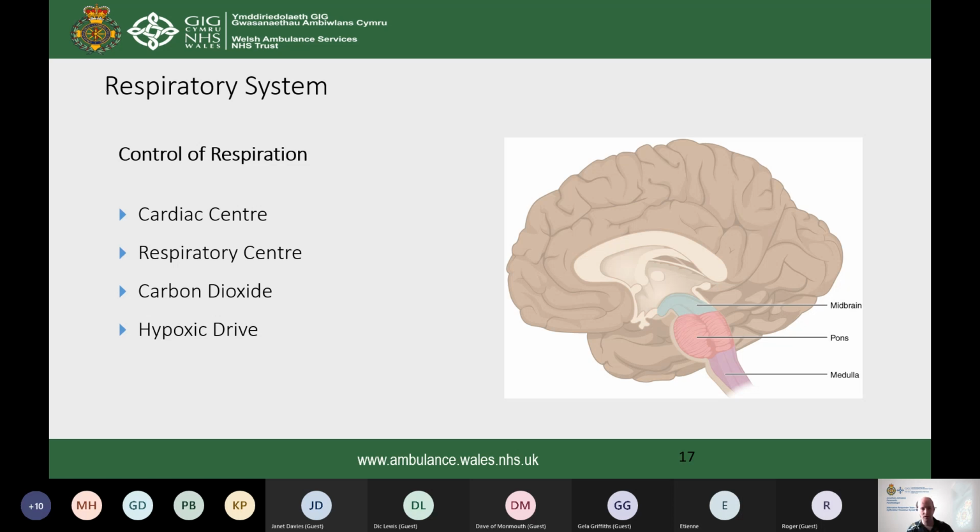Then we've got the hypoxic drive that we'll talk about a little bit later when we come on to conditions. Cool. So again, that is a little bit more on the anatomy and physiology. So if they've got a head injury, if they've got a base skull fracture, or if they've got a high spinal injury, then we're always worried about some sort of brainstem injury, which would affect the patient's breathing or cardiac center.